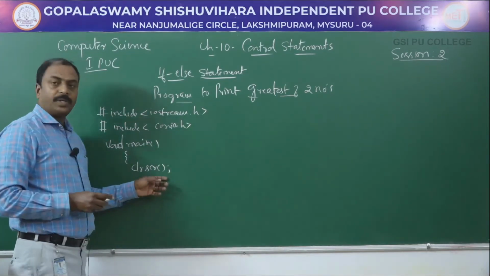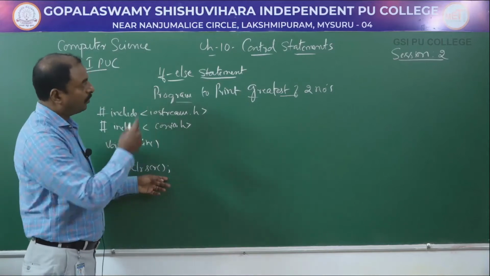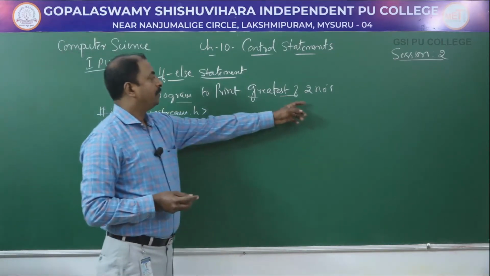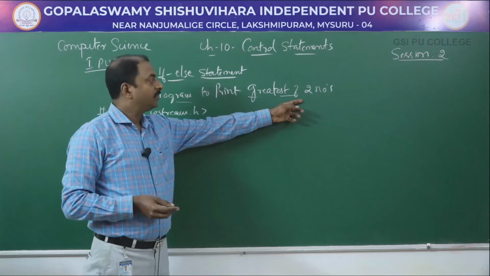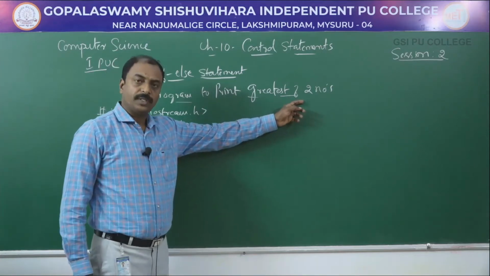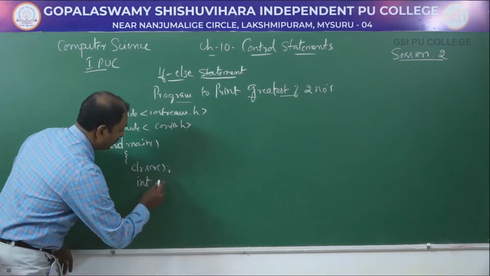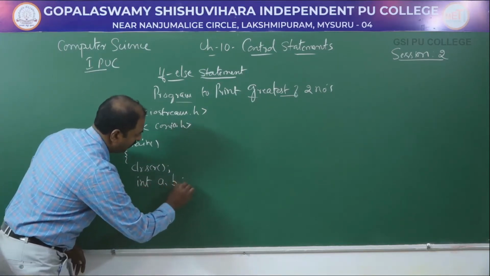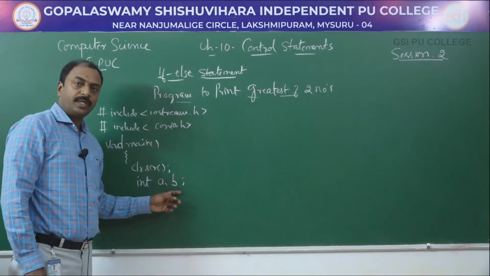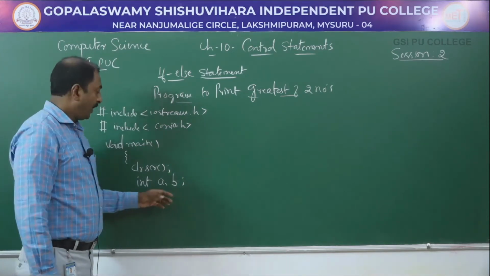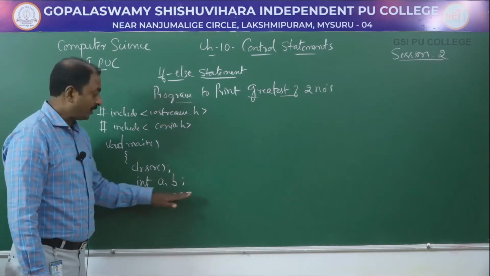Next step is to declare the variables for this program. To find the greatest of two numbers, we have to enter values for two numbers. So let me make use of two variables of data type int: a comma b semicolon. These are the two variables to be declared. Next we have to enter values for these.